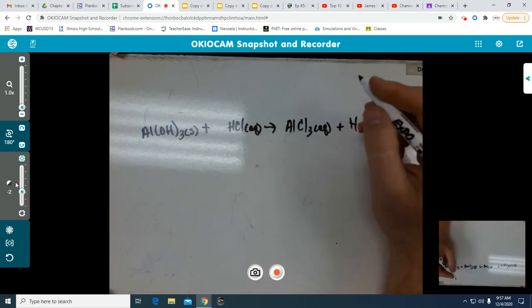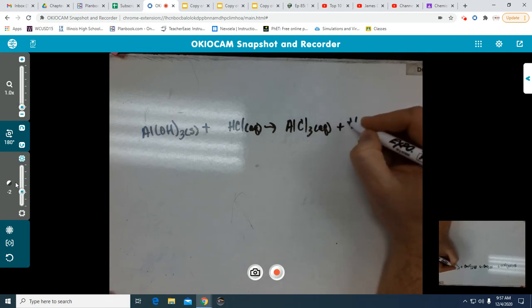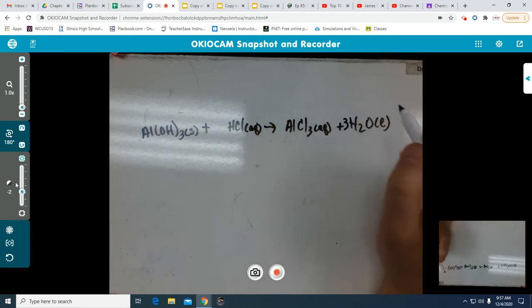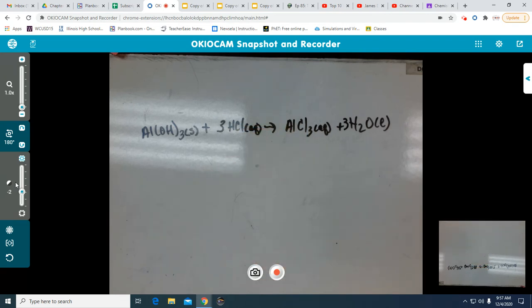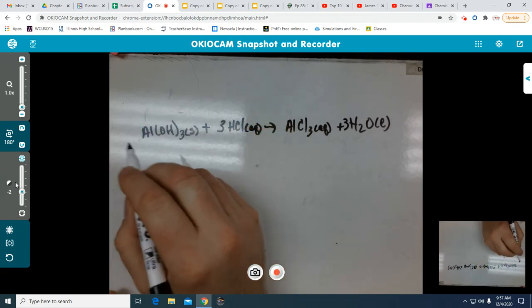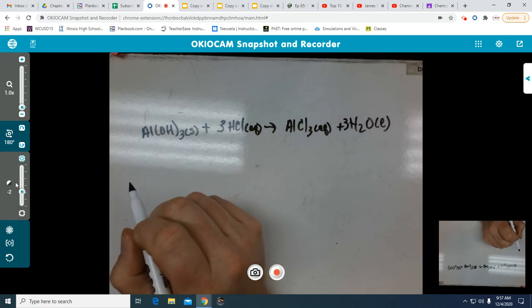But we do need to balance this before we move on. Again, if you want to stop this and balance this on your own, you can. And if you do so, you can check. Put a 3 in front of the H2O and a 3 in front of the HCl. So that's our molecular. Next, we need to do an ionic.